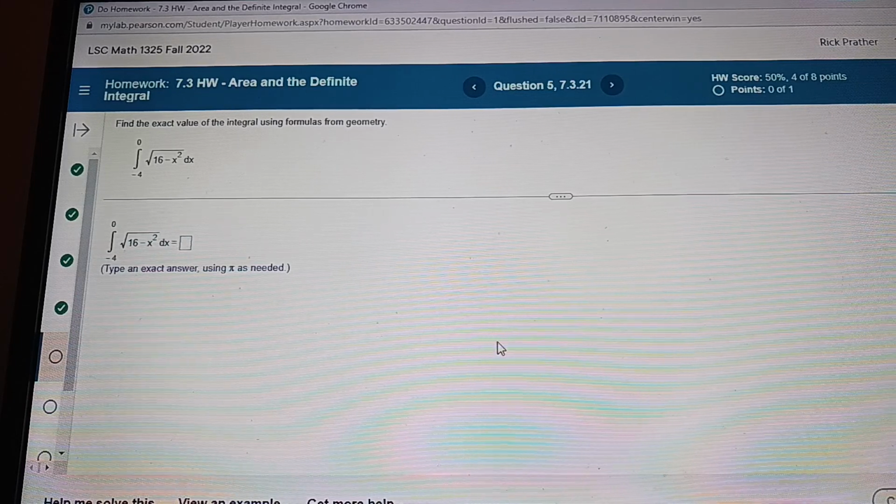Okay, then what they want us to do is to do this again, but with geometry formulas, kind of like I did on problem number 1. And this is what we're leading up to in section 7.4.